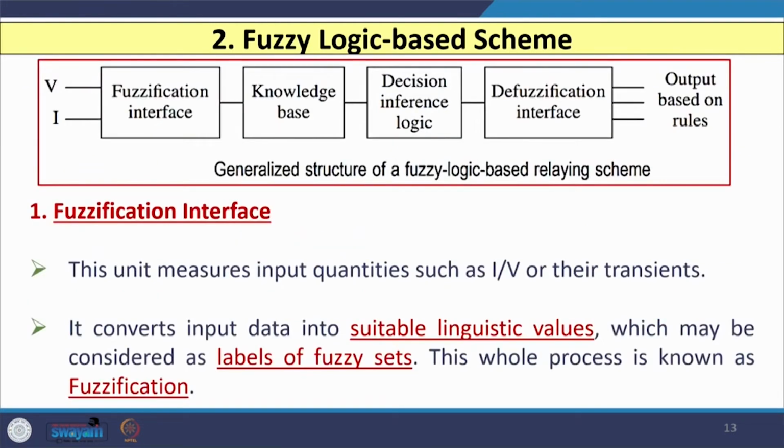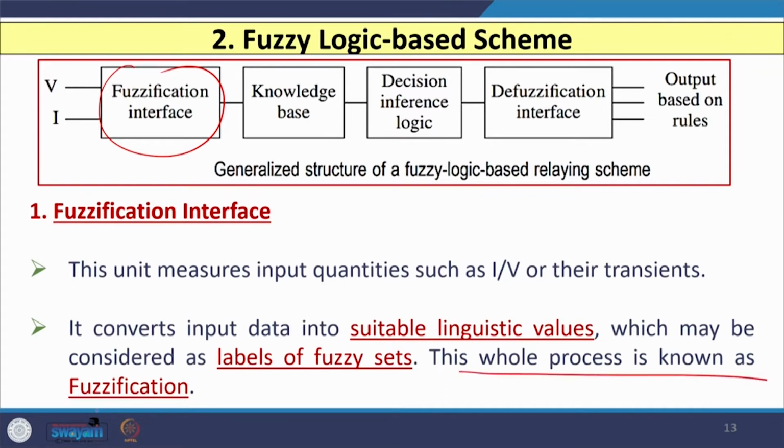If I consider any fuzzy logic based protection scheme, which can be applied maybe for overcurrent or distance or for any other purpose, then it contains mainly 4 blocks. The first block is the fuzzification interface block. The fuzzification interface block measures input quantities such as current, voltage or maybe their transients, and it also converts input data into suitable linguistic values which may be considered as labels of fuzzy sets, and this whole process is also known as the fuzzification process.